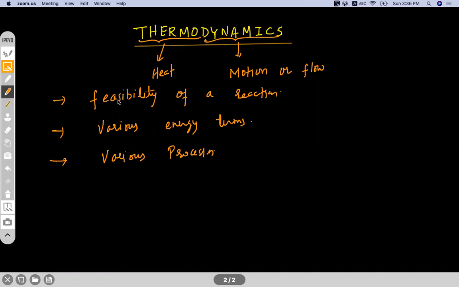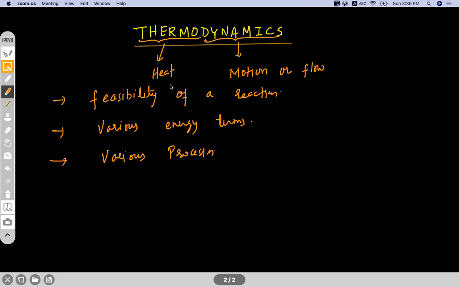So feasibility of a reaction, like, you know, we are going to discuss all these things in this chapter. Okay. So any reaction, for it to proceed, we must have certain conditions, correct? We cannot say a given reaction is possible in all conditions. We must have a minimum value of pressure, minimum value of temperature, and under a given set of conditions, a given reaction is possible, okay?